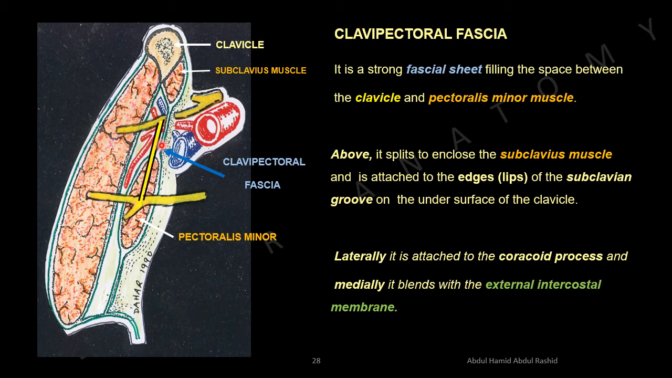Above, the clavipectoral fascia splits to enclose the subclavius muscle and is attached to the edges, that is the lips of the subclavian groove on the undersurface of the clavicle. It is mentioned in the lecture on the clavicle. Laterally, the clavipectoral fascia is attached to the coracoid process, and medially it blends with the external intercostal membrane.